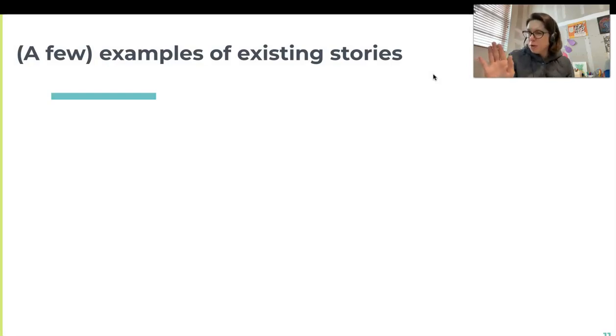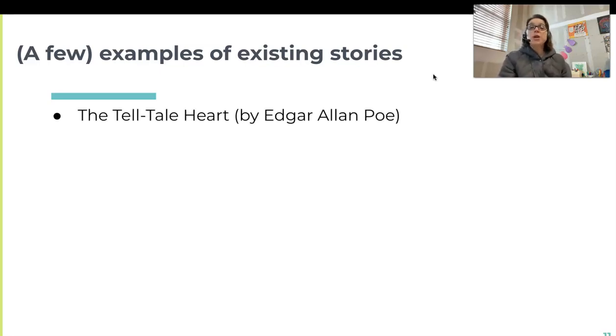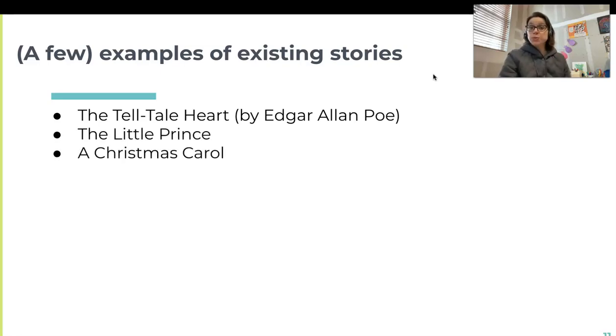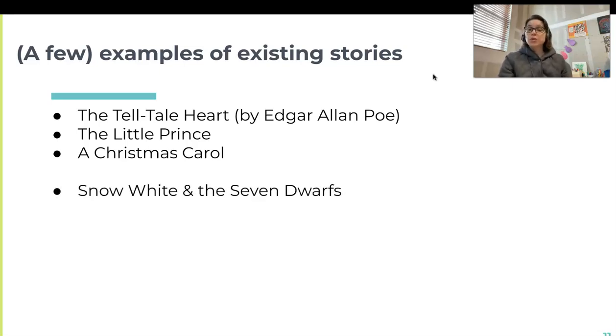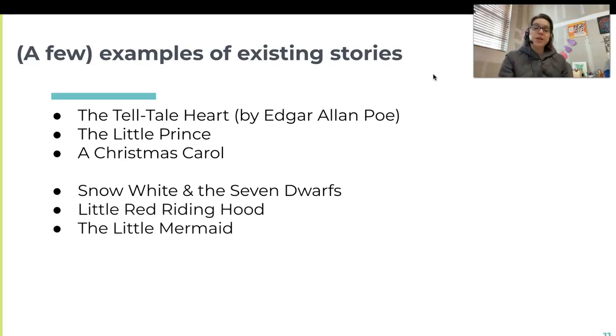Here's a few examples of existing stories. If you do a research, there's a lot of existing stories, but there's, for example, just stories from books such as The Telltale Heart, which is by Edgar Allan Poe. That is a poem. There is The Little Prince. There's also A Christmas Carol by Charles Dickens. Those are considered stories. There's also fairy tales, stories that we might associate more with Disney, for example, such as Snow White and the Seven Dwarfs, Little Red Riding Hood, that is a fairy tale, and The Little Mermaid. Yes, it's a Disney film, but it is based off of a fairy tale.